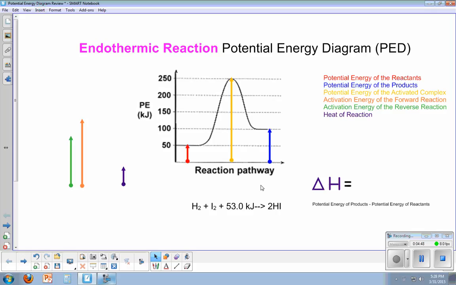These next lines are going to show us what happened during the course of this reaction, which again is H2 plus I2 gives me 2HI.